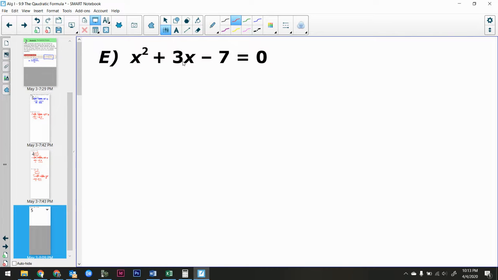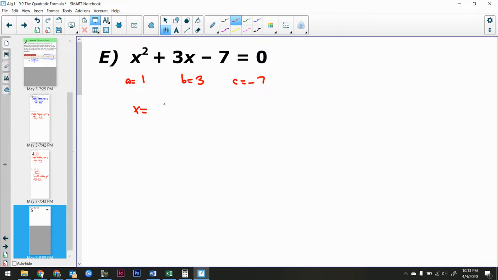Oh, look at that. This is already in standard form. You got to be kidding me. That's a cakewalk here. Why don't you guys try doing this one on your own? See what happens. A is 1, B is 3, C is negative 7.